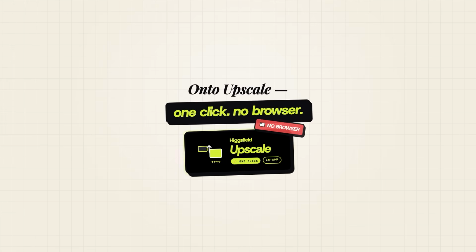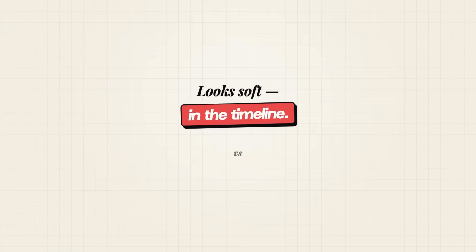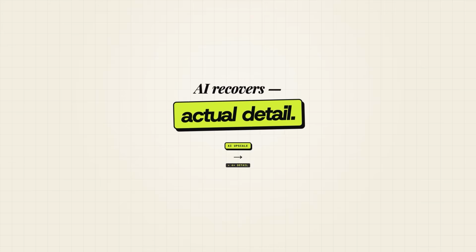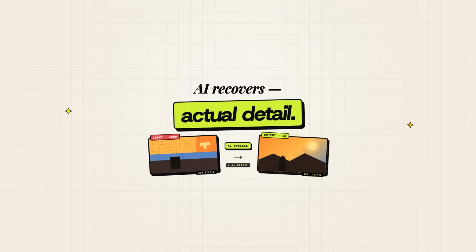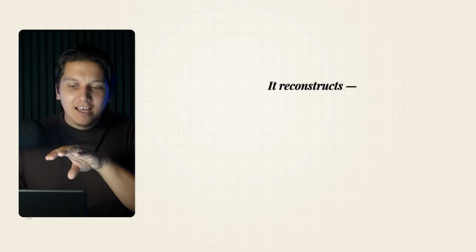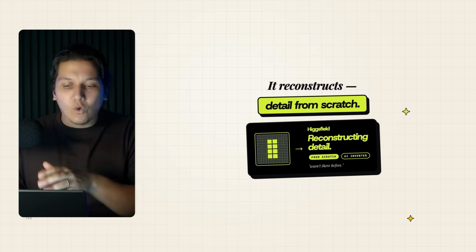because you can do it all in just one click without ever opening your browser. Let's say you are building a project and some of your source footage is a lower quality, whatever the reason is. It looks kind of weird in your timeline and it just totally drags the whole quality of your project down. Upscale now takes that low resolution footage and then it uses AI to recover actual detail. So this isn't just sharpening or pushing up the contrast or anything like that. It's not just stretching the pixels, it's reconstructing detail that wasn't there before.